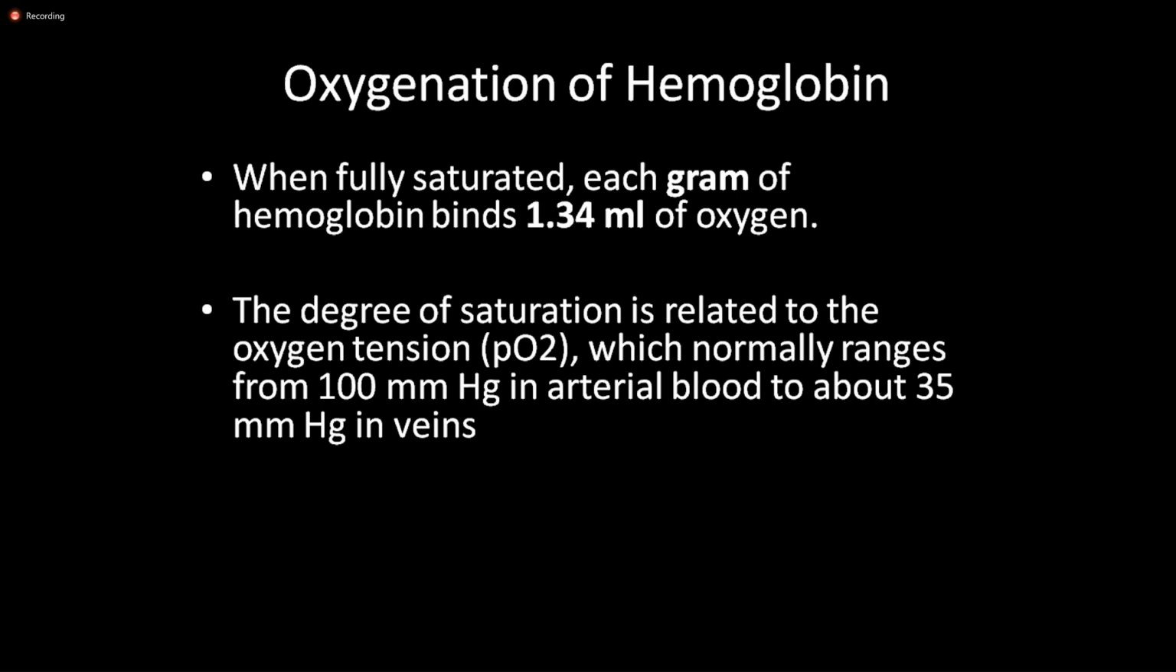When fully saturated, each gram of hemoglobin can bind to 1.34 ml of oxygen, and the degree of saturation is related to the oxygen tension, which normally ranges from 100 millimeters of mercury in arterial blood to about 35 millimeters of mercury in the vein. So you see that arterial blood is highly saturated with oxygen, right? Okay.